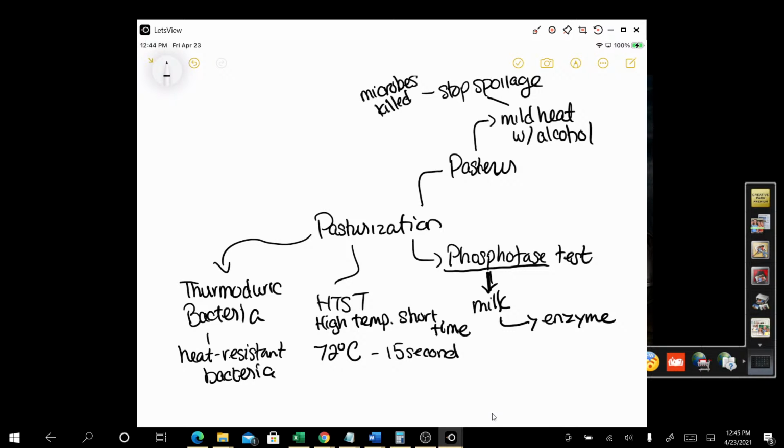And then our next one, we can remember that pasteurization lowers microbial numbers, a plus, and then we know that it eliminates pathogenic microbes.